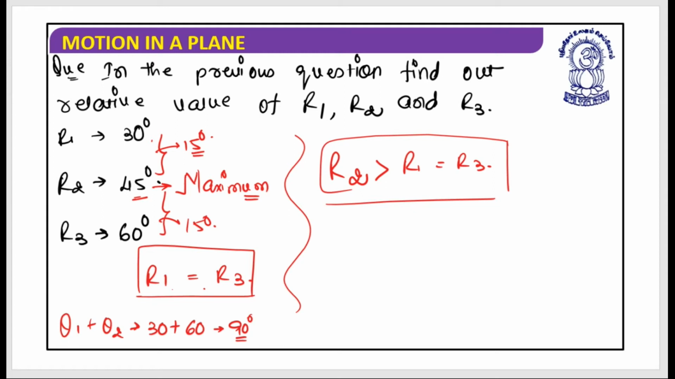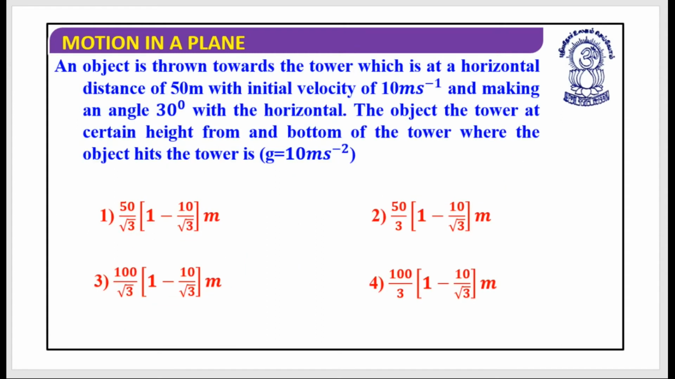So ready for the next question? Let's have a look at what the data is saying. An object is thrown towards a tower, which is at a horizontal distance of 50 meters, with an initial velocity of 10 meters per second and making an angle of 30 degrees with the horizontal.